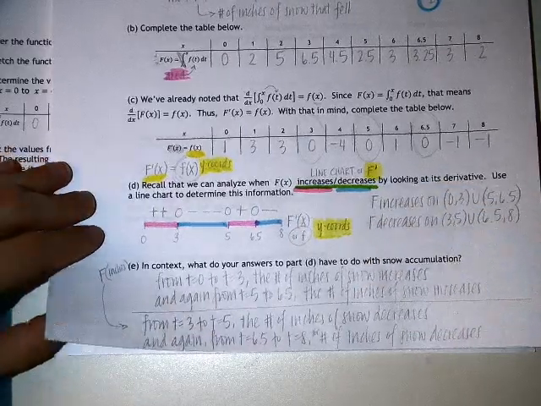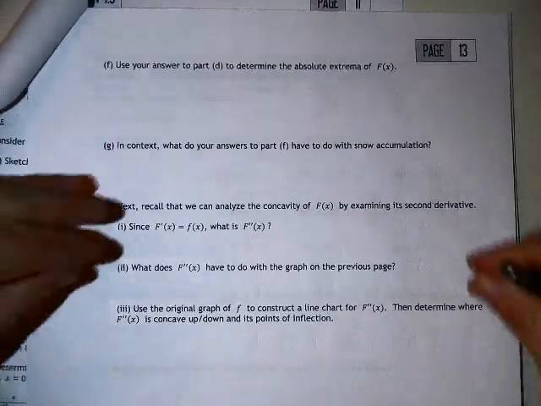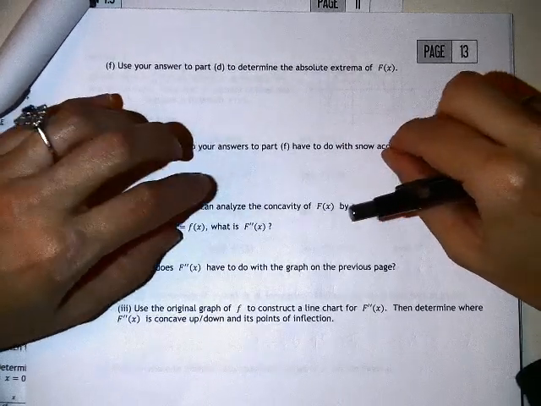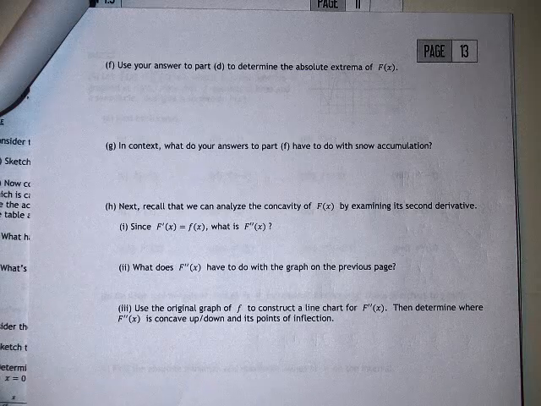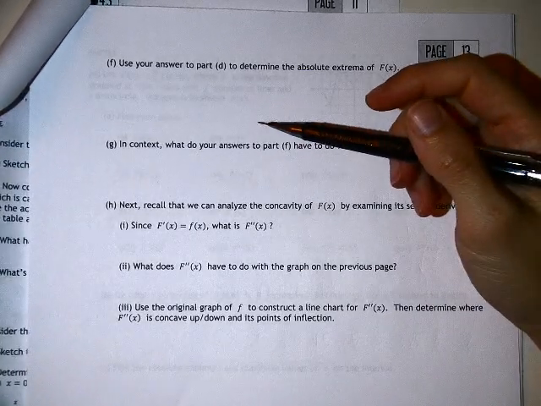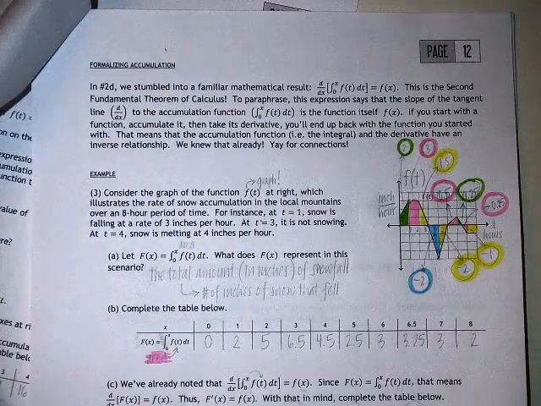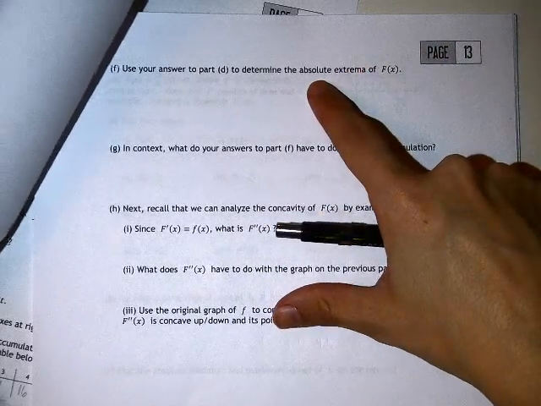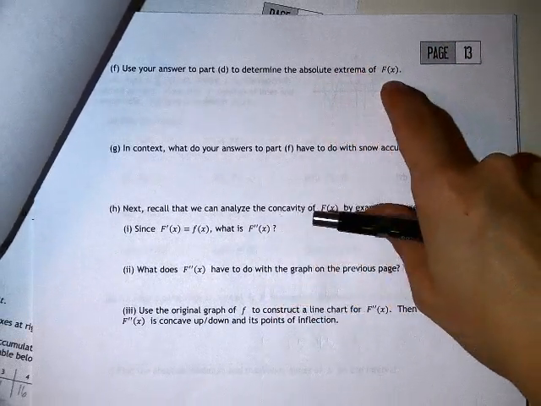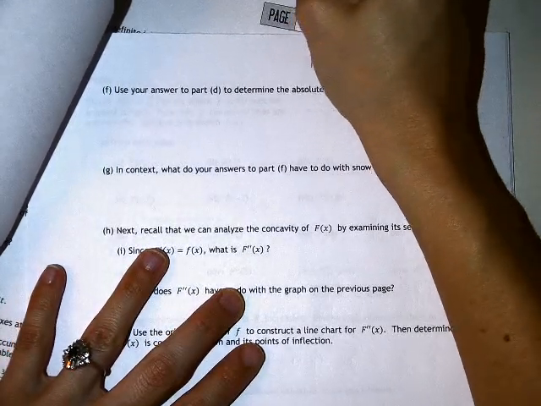Now that we've seen that, let's try, if we can, to continue to kind of marry those two ideas together. The ideas of the calculus answers we're getting and the context in question letter F. In question letter F, it wants us to once again use our answer to part D. So that was our line chart. And it says we want to analyze the absolute extrema of big F. Extrema are minimum and maximum values.